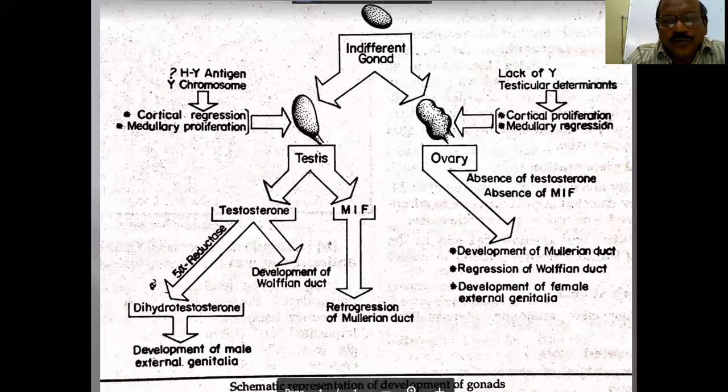If the ovary has to develop, the lack of Y testicular determinants leads to cortical proliferation, whereas in testis formation, cortical regression occurs. In ovary formation, cortical proliferation occurs.